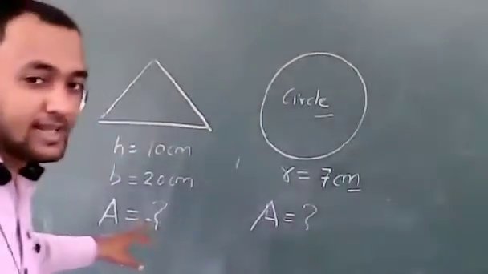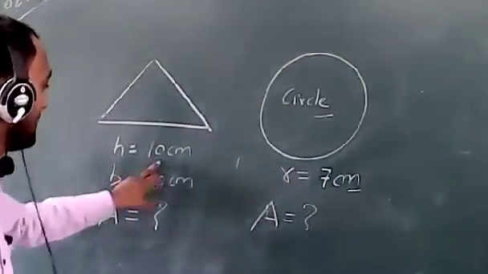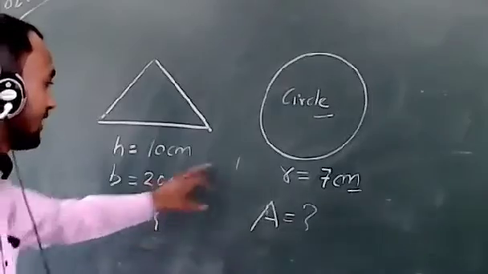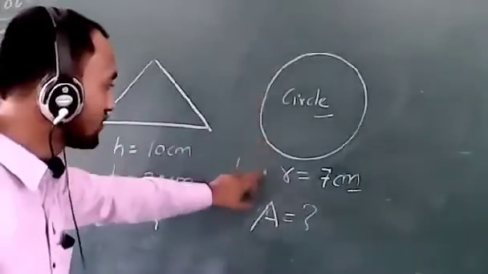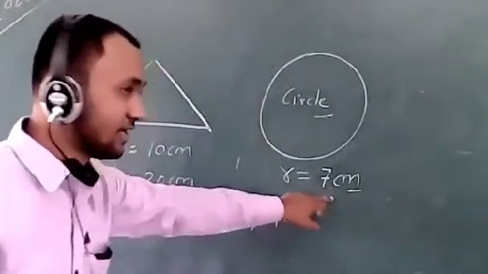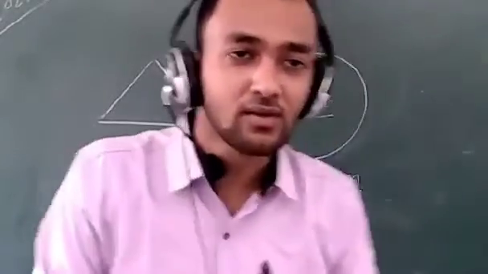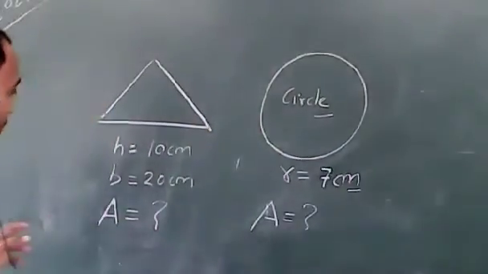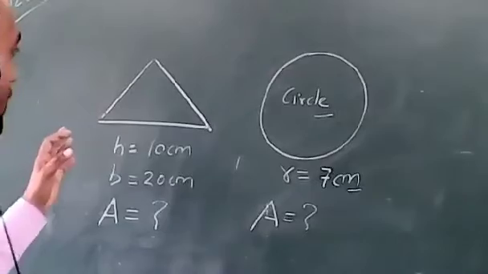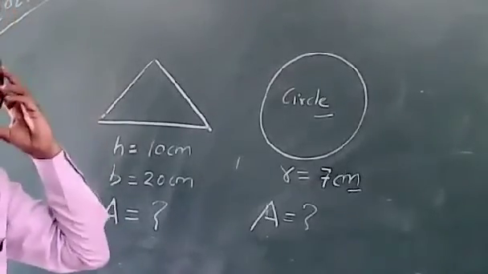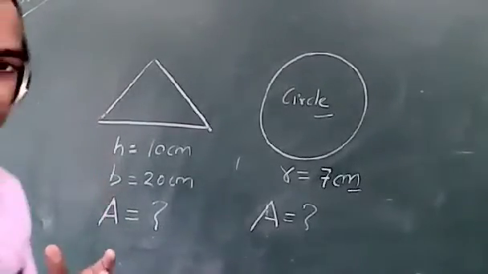We have to calculate the area of this triangle having height 10 centimeter and base 20 centimeter. And second, we have to calculate the area of the circle having radius 7 centimeter. So take out your copy and tell me, Saurya Singh, what is the formula for calculating the area of a triangle?